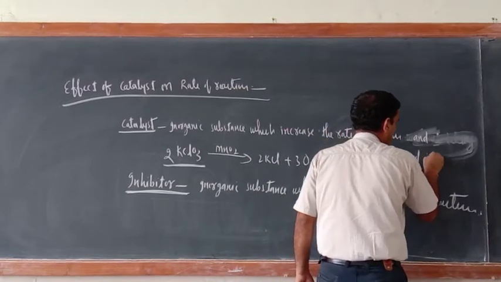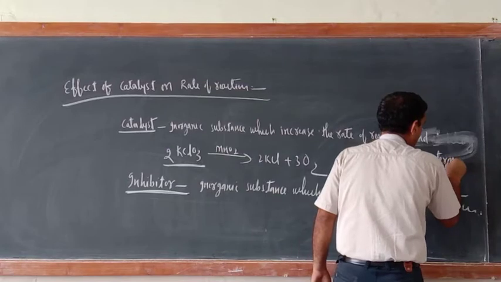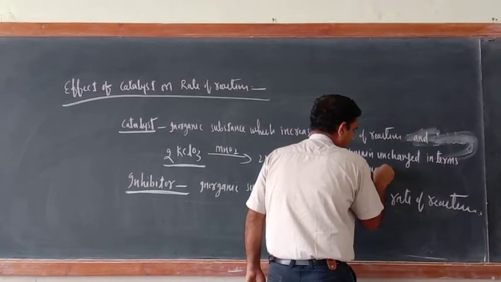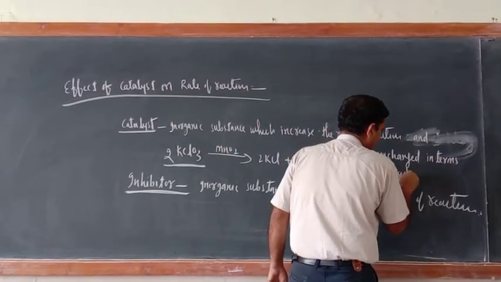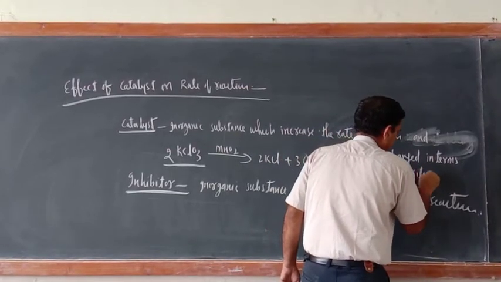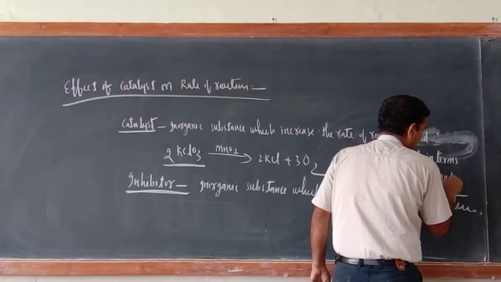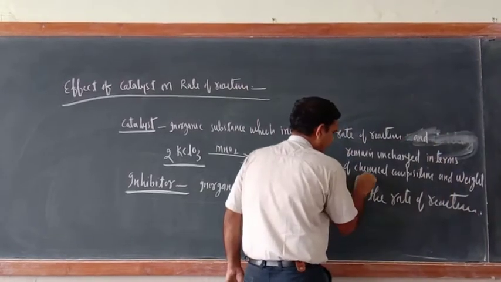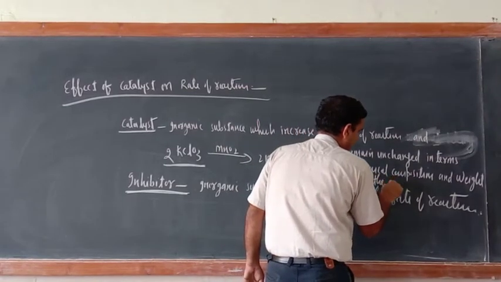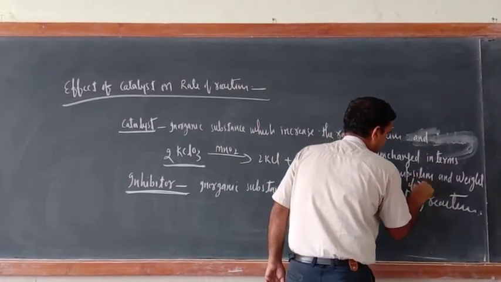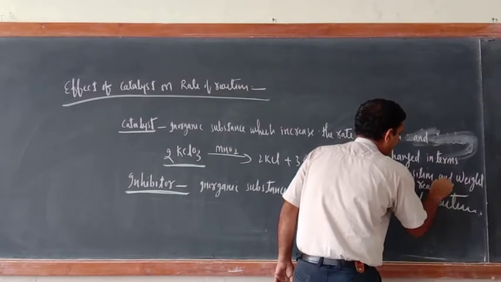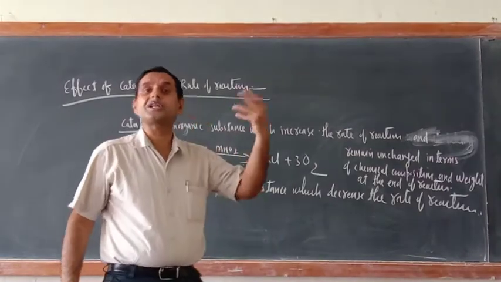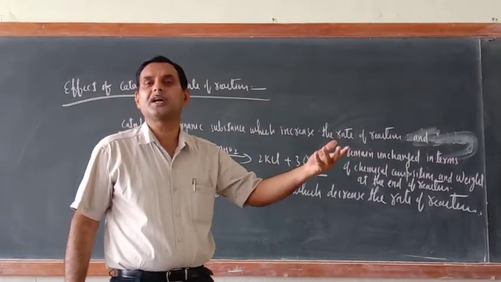in terms of chemical composition and weight at the end of the reaction. So just try to understand, these are the substances responsible for increasing the rate of reaction without taking part in the reaction.